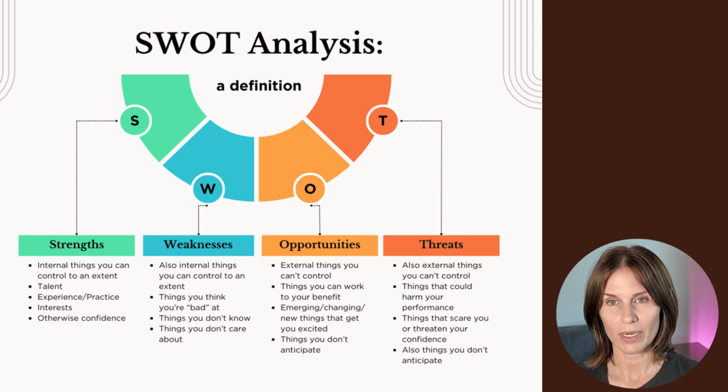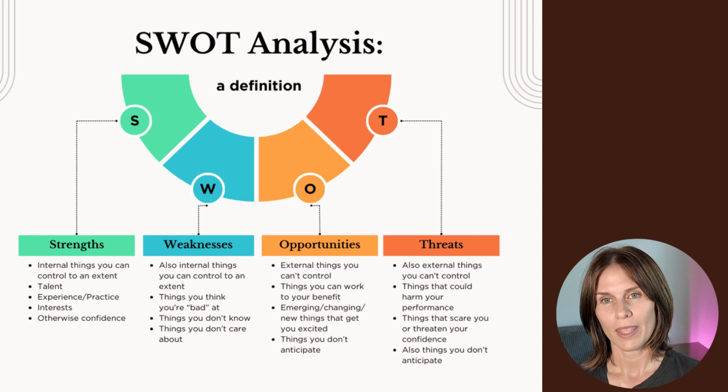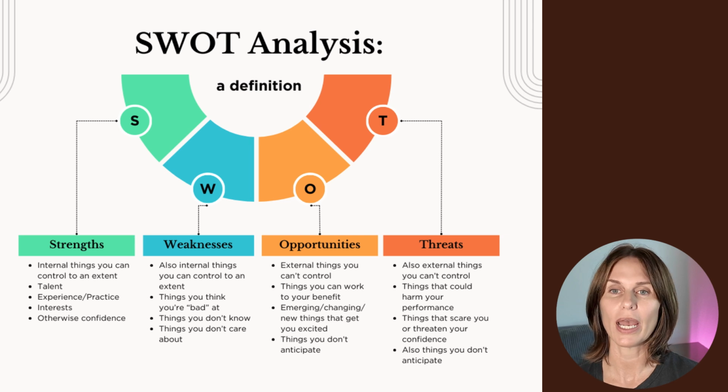Finally, the T in SWOT analysis is for threats. Threats, like opportunities, encompass stuff that is external and therefore out of our control. But unlike opportunities, threats are things you believe or know can harm your performance toward reaching your goal. But sometimes they're not in actuality. Sometimes they're just perceived. Sometimes they're just things that make you feel threatened or scared, and therefore negatively affect your progress by stopping you in your tracks.